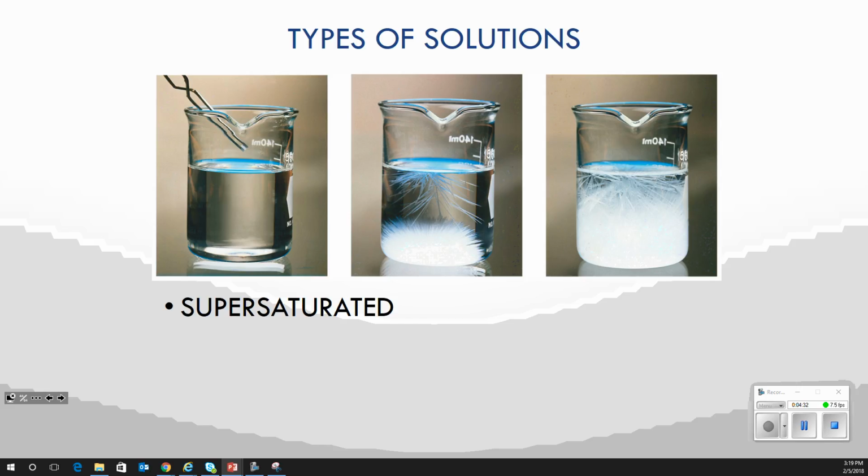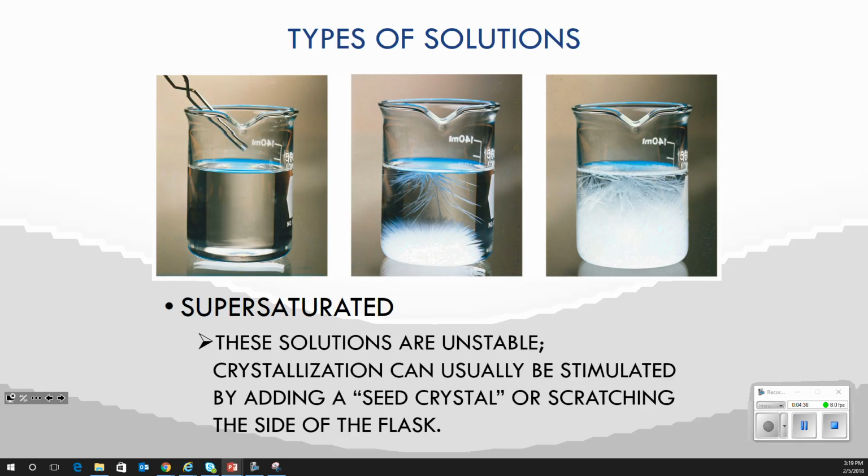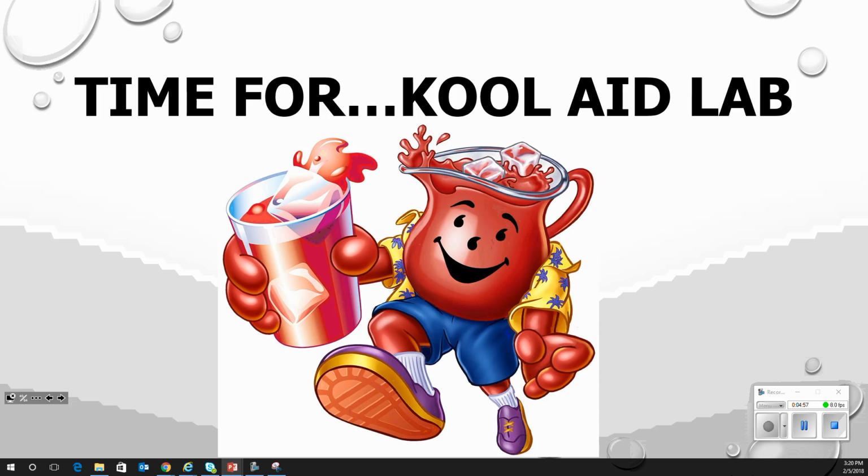So another thing we can do is scratch the side or drop a crystal. When I have those kind of solutions, they are unstable. And supersaturated solutions are unstable. They crystallize by just adding a seed crystal or scratching the side of the flask, or if you ever use those reusable hot hand warmers where you click the little tin inside.